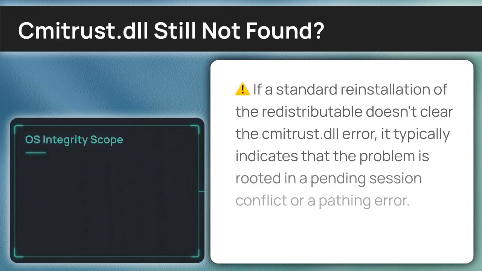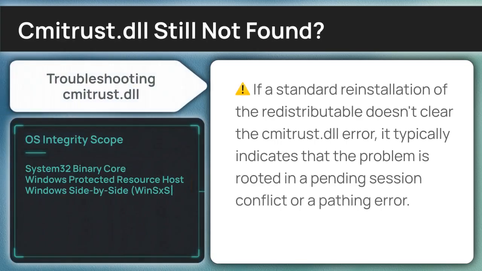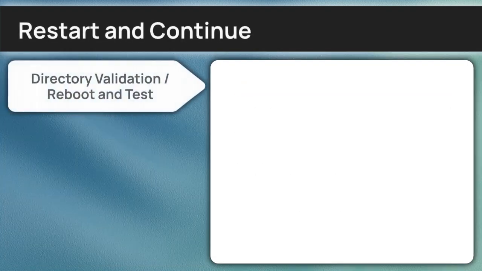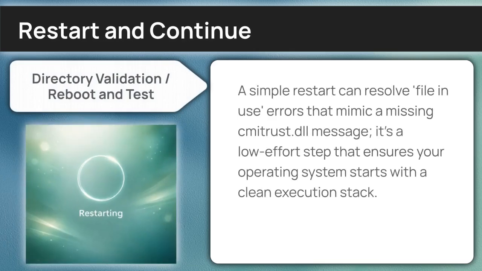In the event the error remains visible, it indicates we need to verify the environment's ability to register new shared resources. Performing a restart can determine if the error is just a transient environment glitch. A reboot refreshes your system's path variables and can sometimes reestablish a broken link to the CMI Trust library file.